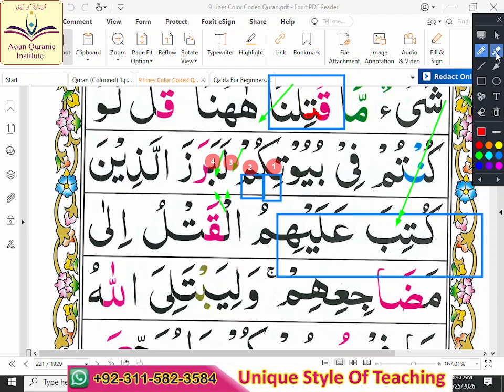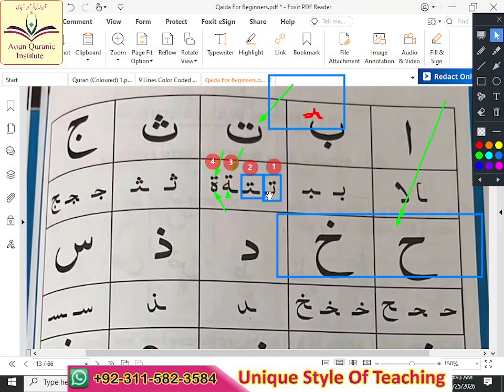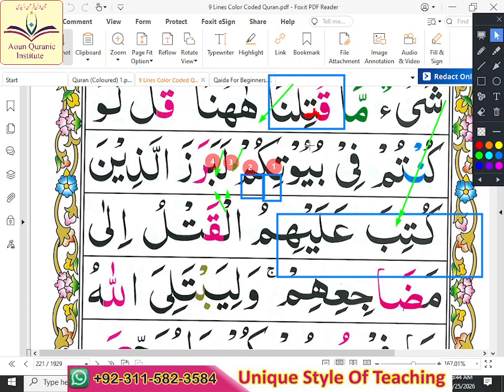This is Ta. Is this the first one or the second one? Second. Second, right. The second one looks like this. Now we have to find the third one.